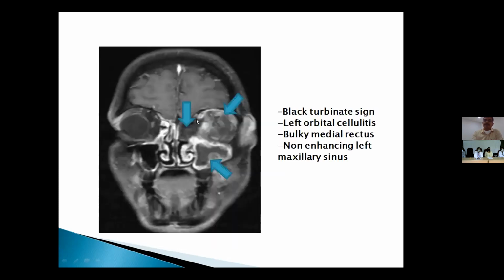On contrast administration, we are seeing total lack of enhancement along the left-sided nasal cavity and left maxillary sinus, along with orbital fat stranding and bulky medial rectus muscle. So we are seeing the black turbinate sign here, orbital fat stranding indicating orbital cellulitis, orbital extension is present. So it's an acute invasive fungal sinusitis with left orbital cellulitis.